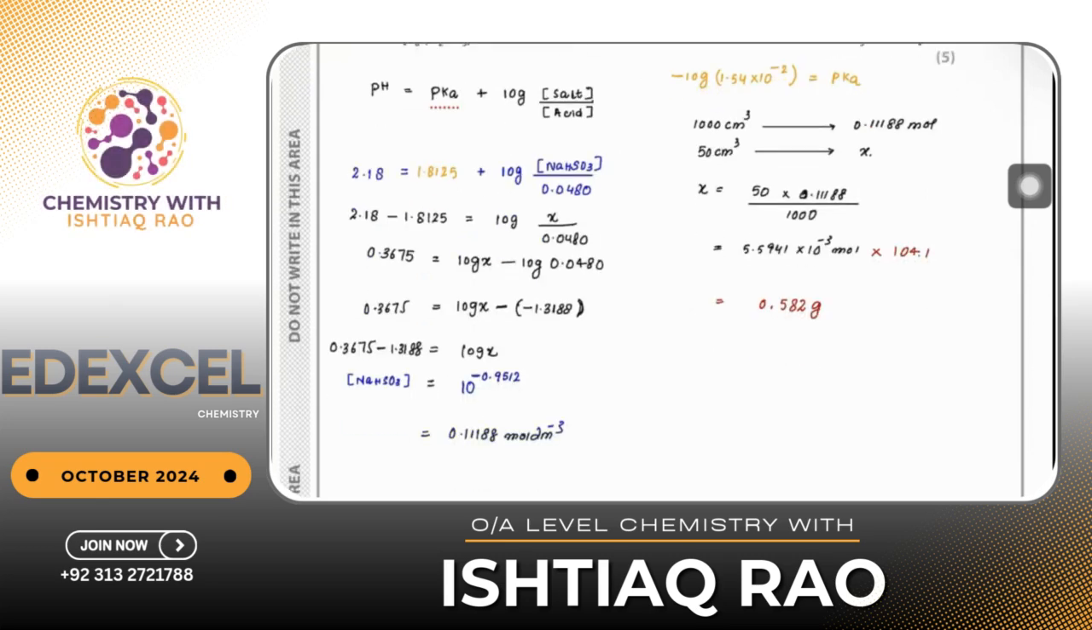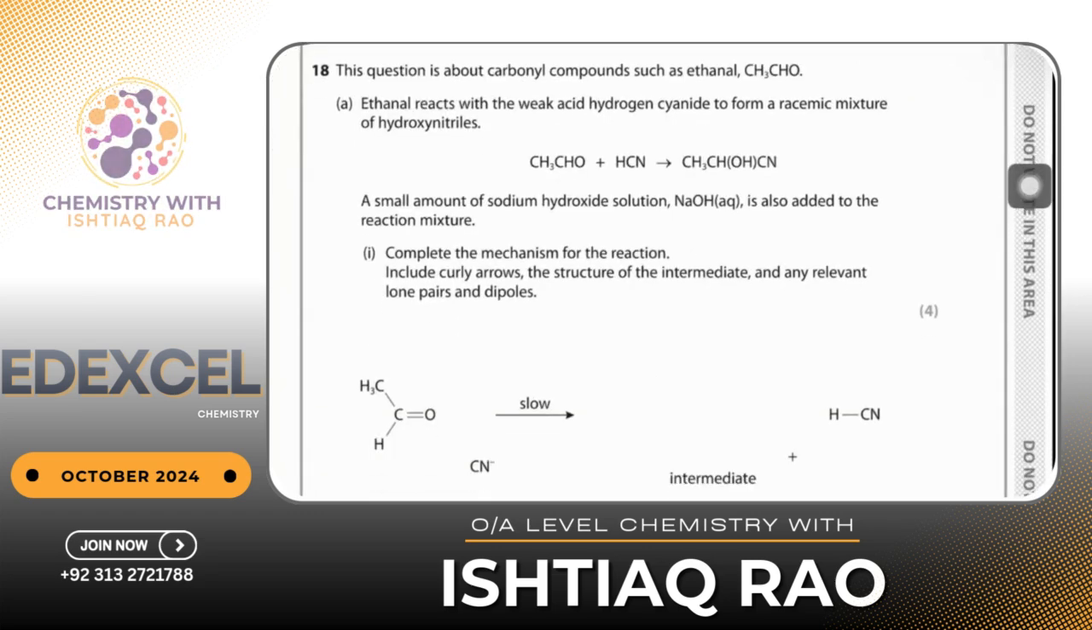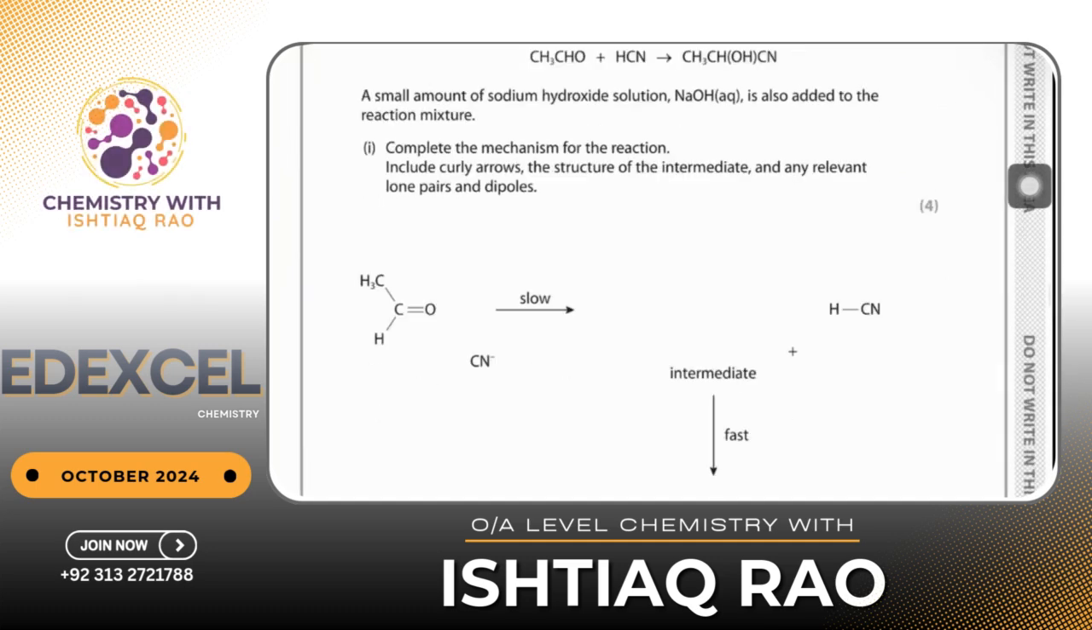Okay, now we have question number 18. This question is about carbonyl compounds such as ethanal. Ethanal reacts with the weak acid hydrogen cyanide to form a racemic mixture. Complete the mechanism for this reaction, include curly arrows, the structure of the intermediate, and any relevant lone pairs and dipoles. So what would I do in this reaction?